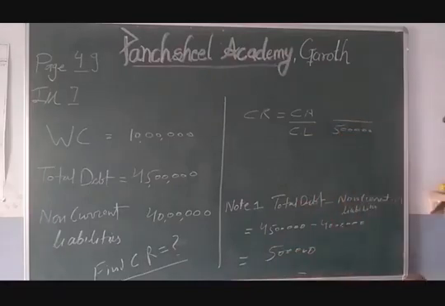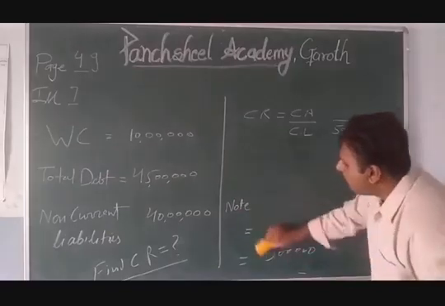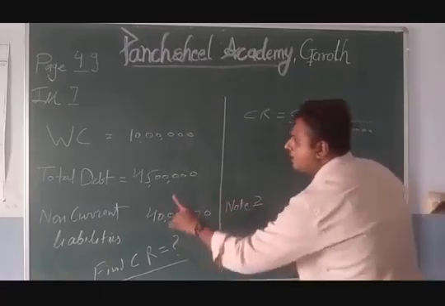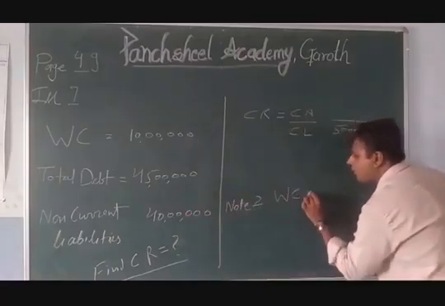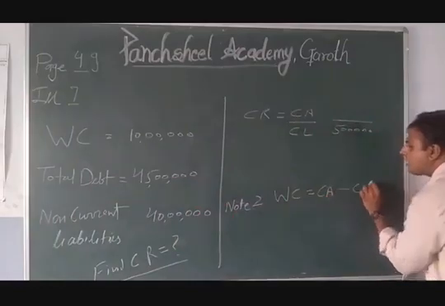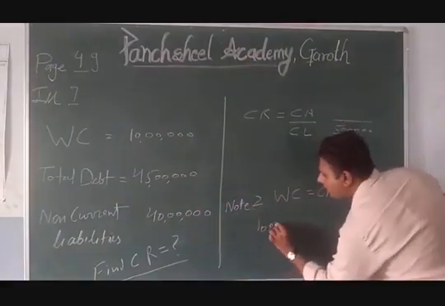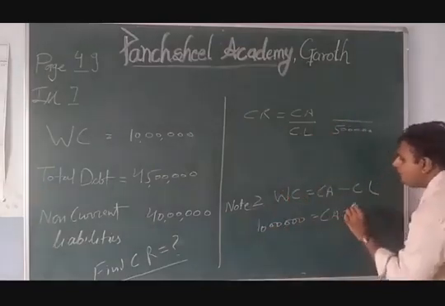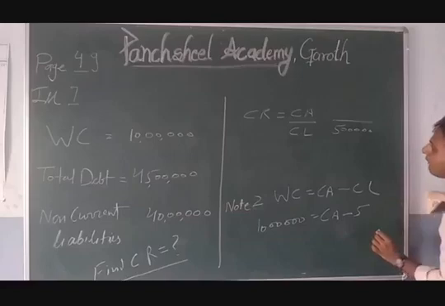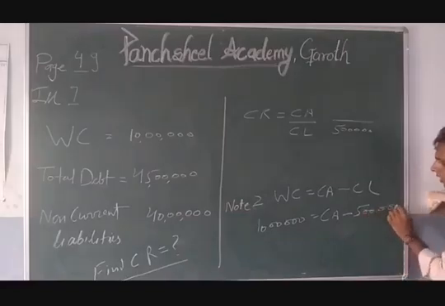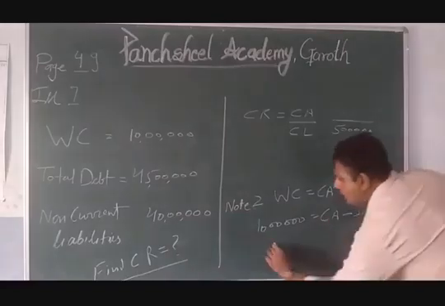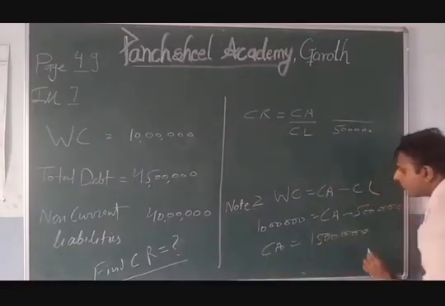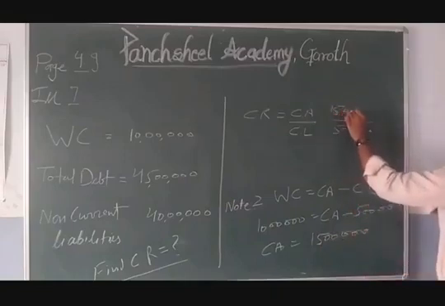Now current asset. To find the current asset, we have to make note number second. Current asset, some clue is given. Working capital is given. You know working capital is equal to current asset minus current liability. Working capital 10 lakh is equal to current asset, not given, minus current liability, how much? 5 lakh. So this 5 lakh goes there, then current asset will be 15 lakh.